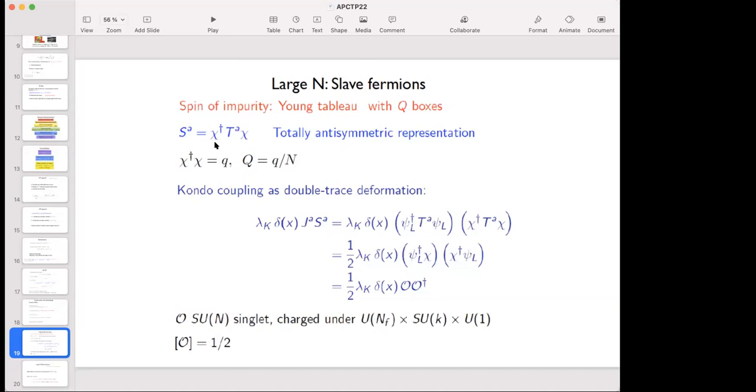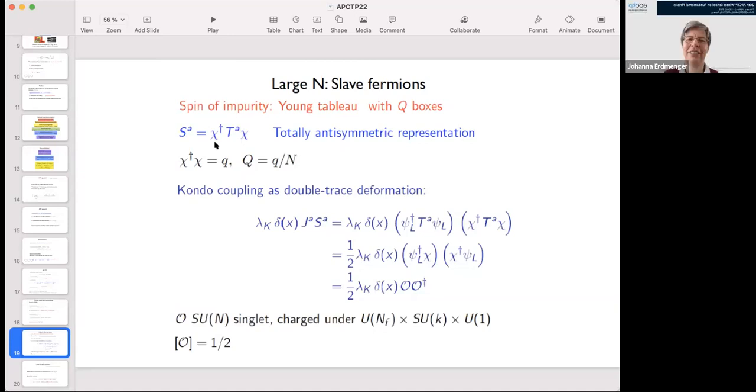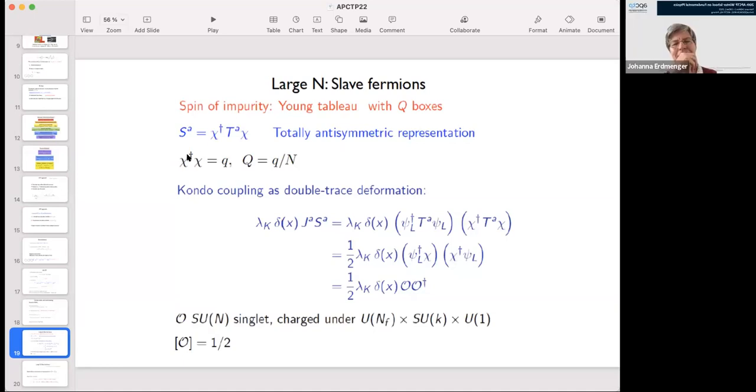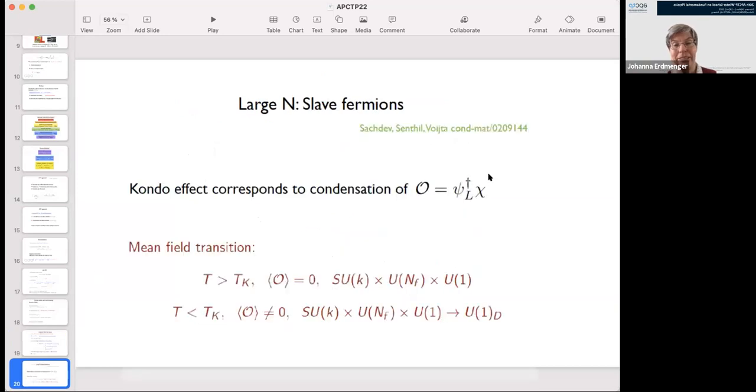So that is not the charge, you say? No, it's not a charge. It's an additional spurious U1 symmetry. I'm fixing the charge density to keep the same amount of degrees of freedom. But nevertheless, this operator is invariant under this new symmetry. And if there's condensation of this operator, this new symmetry gets spontaneously broken.